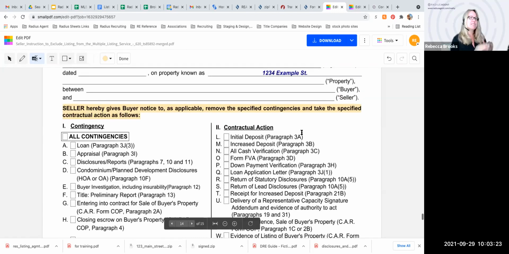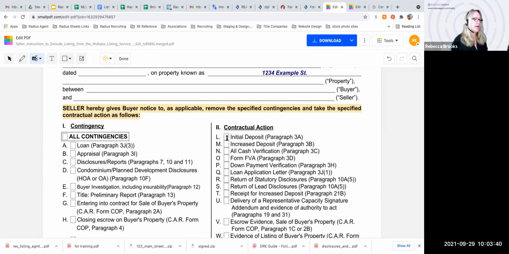Guess what, you guys, when you get into contract and you have a fully executed contract and then that buyer gets cold feet and doesn't put in their initial deposit, it doesn't mean that that contract is dead. No, no, not at all. You still have to cancel that contract.